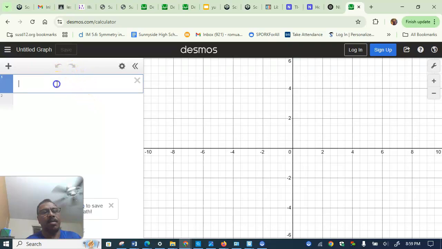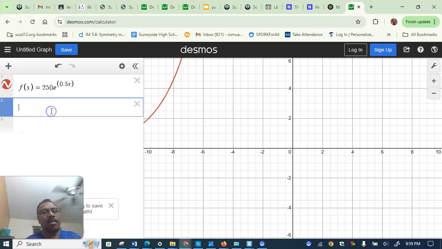We'll put two equations. The first equation is f of x equals 250, which was the original, times e to the power 0.5x. That's the first one. And the second one, you want to know when the population is going to be 100,000, so we'll use y equals 100, which means it is 100,000.